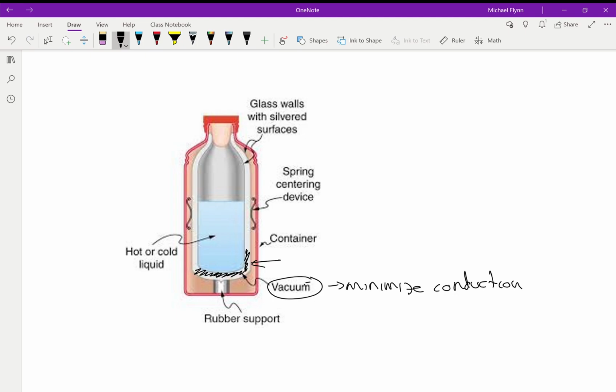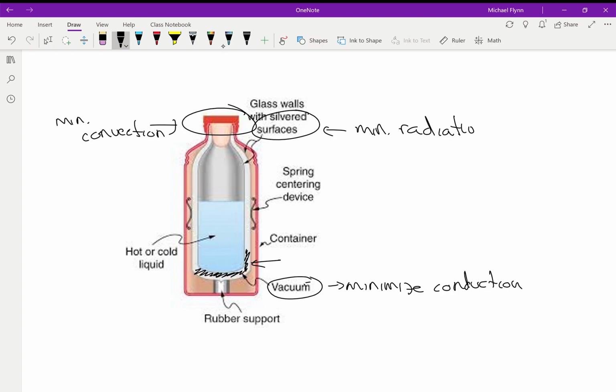Okay, now your lid here is designed to minimize convection. So if you had something hot in there and you take off the lid, well, the heat will rise, and it will rise right out of the container. Okay, the silvered surfaces, so like shiny silver surfaces, this minimizes radiation.